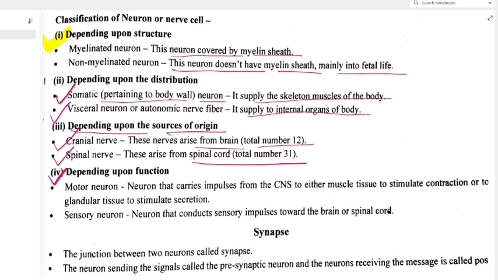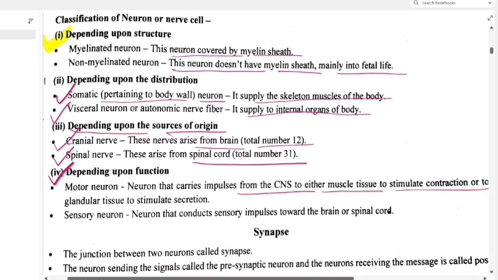Then depending upon the function. The motor neuron carries impulses from the CNS either to muscle tissue to stimulate contraction or to glandular tissue to stimulate secretion. Let's revise it again: the basic funda is that. Now, the sensory neuron: a neuron that conducts sensory impulses toward the brain and spinal cord. This will be called a sensory neuron.